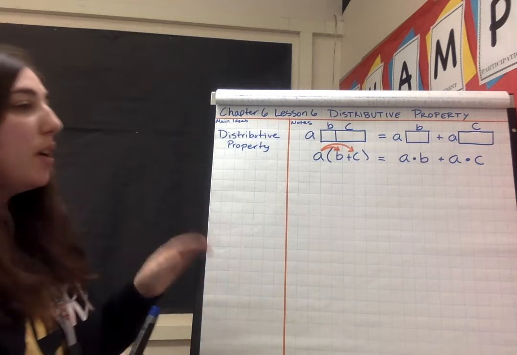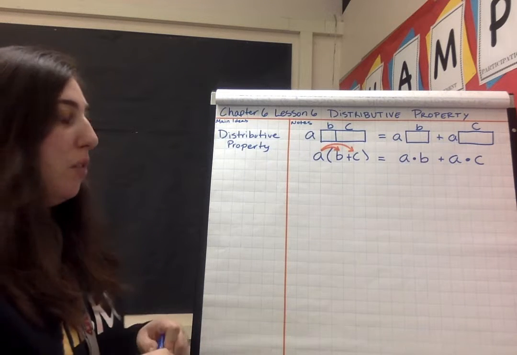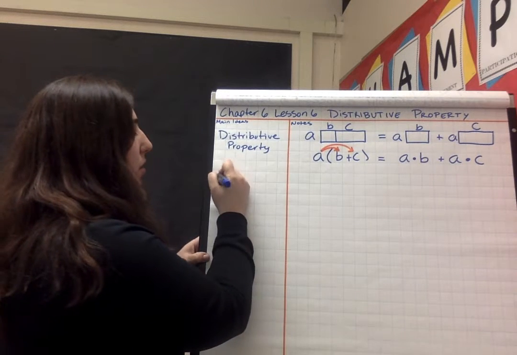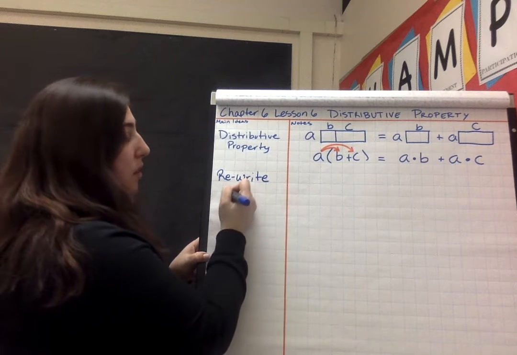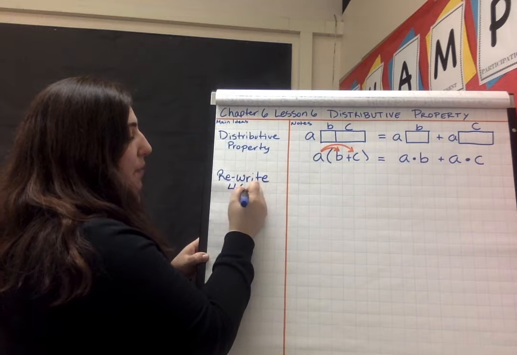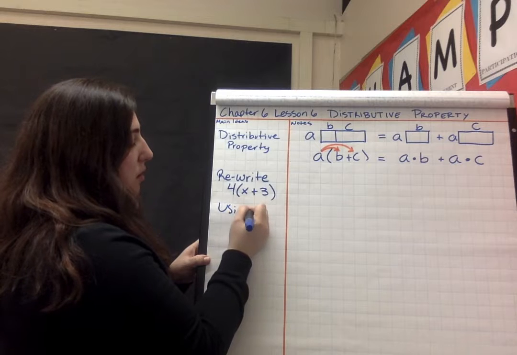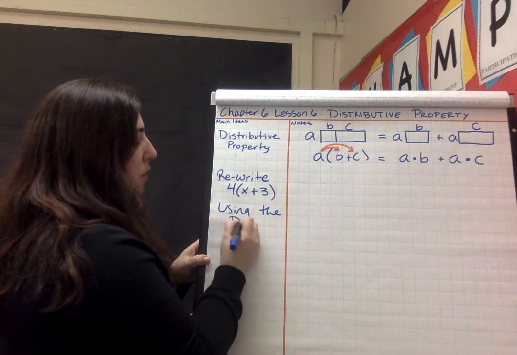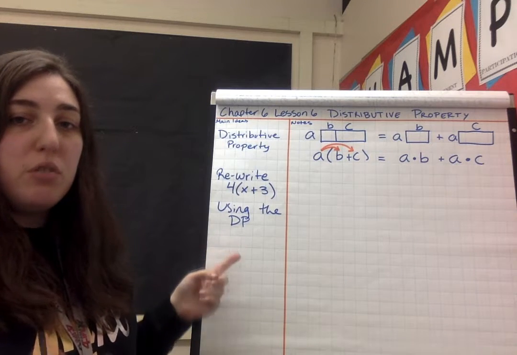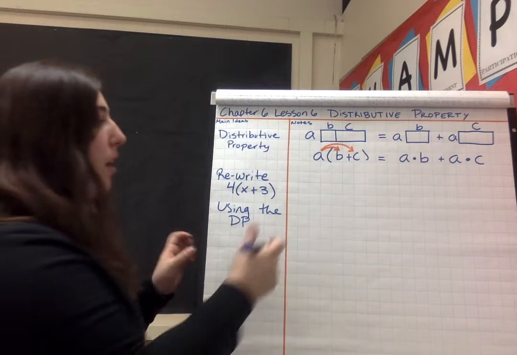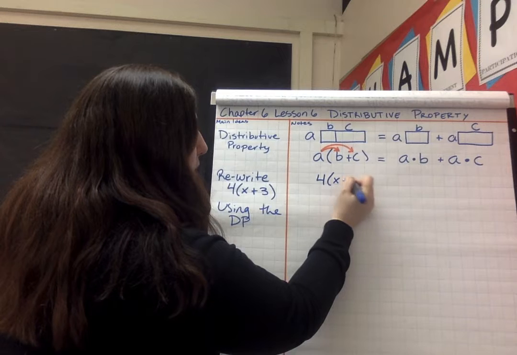Now, let's work on some problems. I have about 3 to 4 examples for you. They're all different. So we are going to rewrite 4 times (x plus 3) using the distributive property. And DP, I'm just going to write short for distributive property. Okay, so rewrite the expression here. We have 4 times (x plus 3).